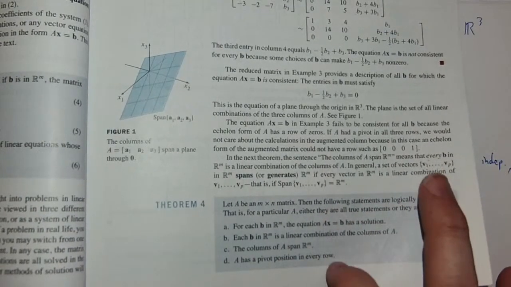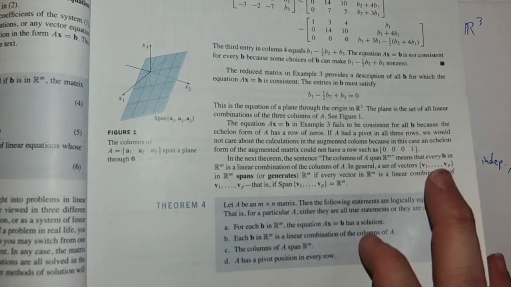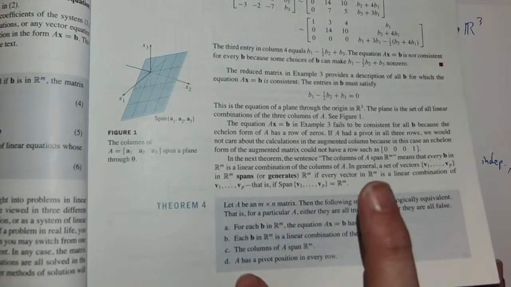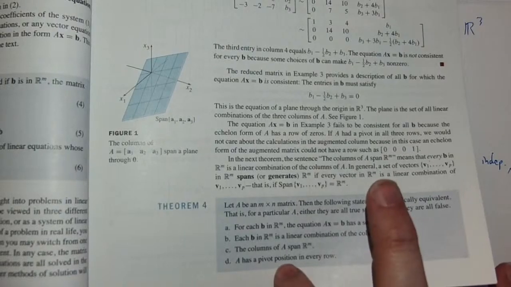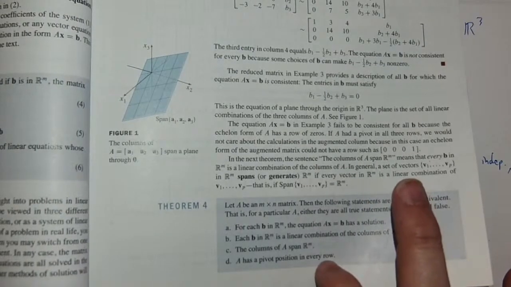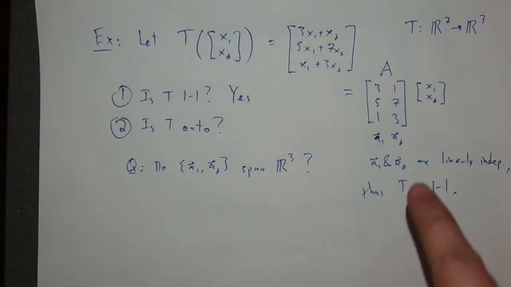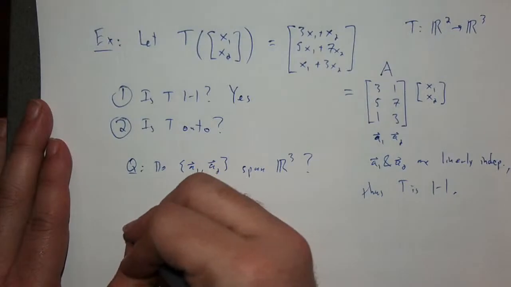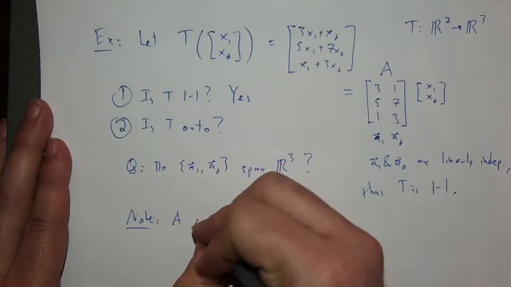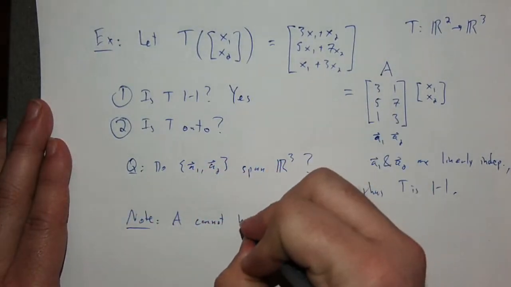So these are all logically equivalent. When any of these other things happen, that's when the columns of A span Rm. That happens when A has a pivot position in every row. Okay, so let's go back here. If A has a pivot position in every row, then I'm good, but can A have a pivot position in every row? Well, no, because it has 2 columns and 3 rows. So, note, A cannot have a pivot position in every row.